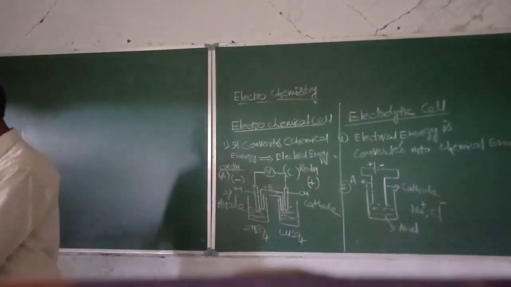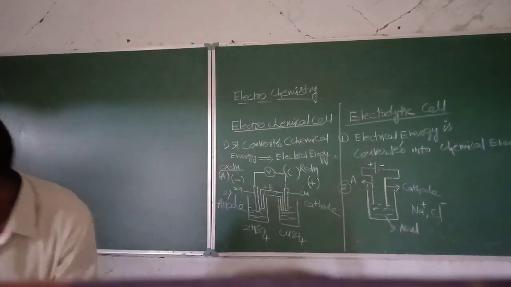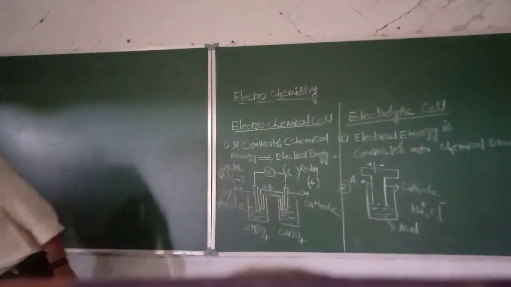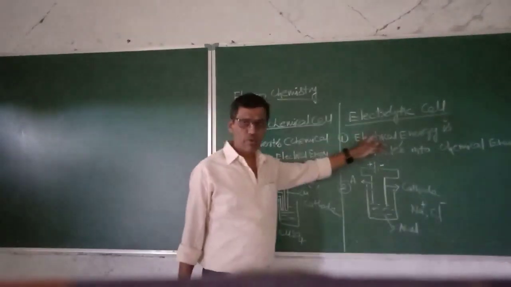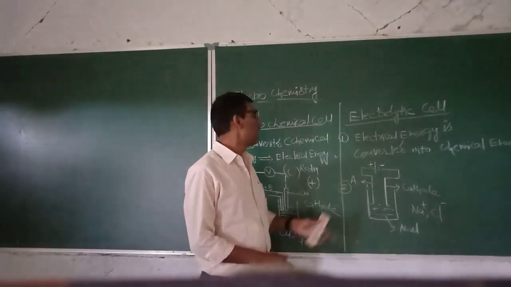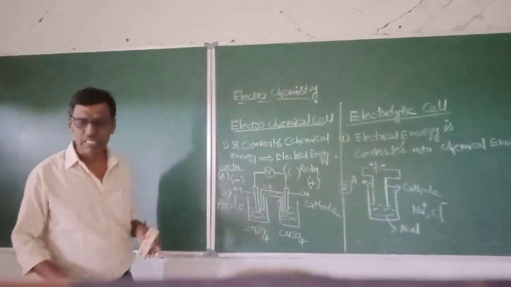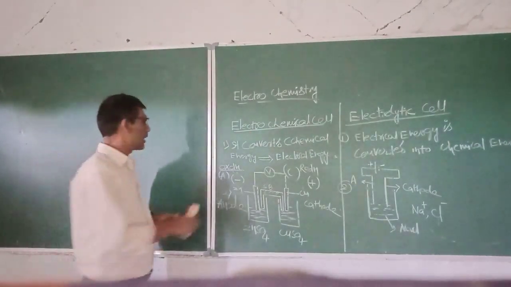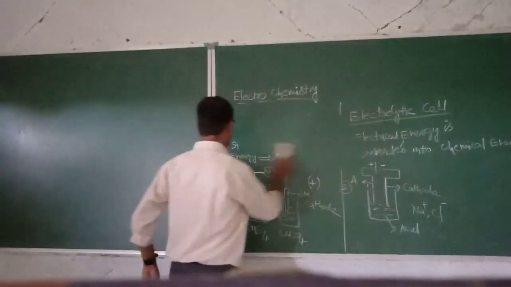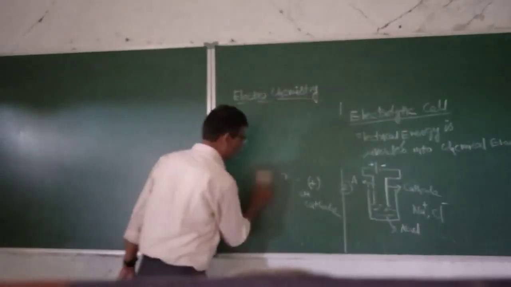Now, we are not bothered about the electrolytic cell at present. We will discuss in detail the electrochemical cells, which are also called galvanic cells. Let us see what galvanic cells are.